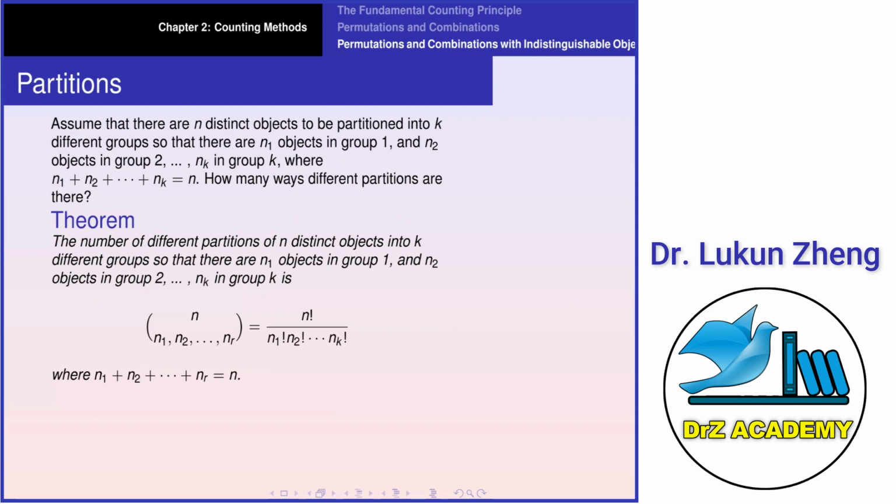Again, for this type of question, we consider the following theorem: the number of different partitions of n distinct objects into k different groups, so that, is this one, which is very similar to the permutation problem of the previous theorem. So let's consider this one.